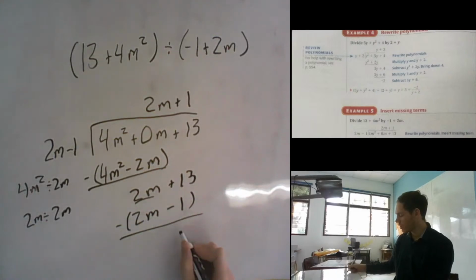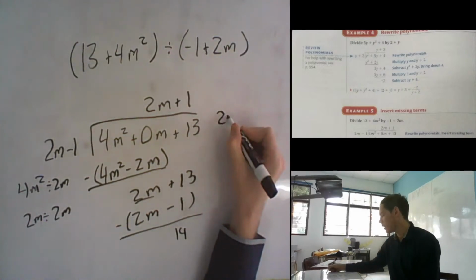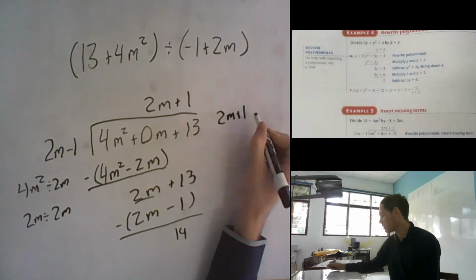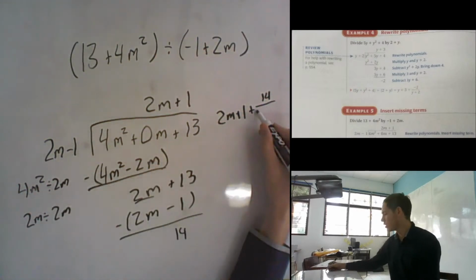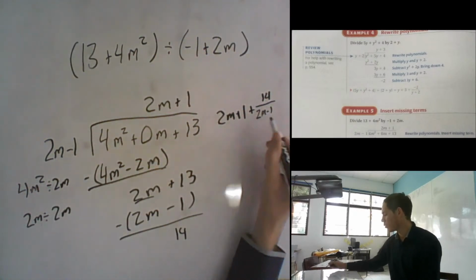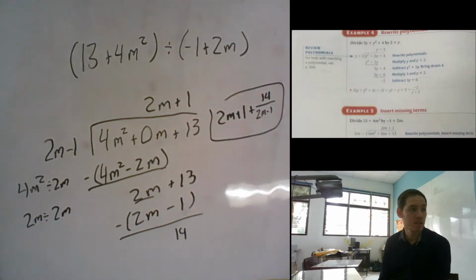13 plus 1 is 14. So we're going to have a remainder again. So we get 2m plus 1, that's what we got on top, plus 14, our remainder, over 2m minus 1. And that would be our conclusion.